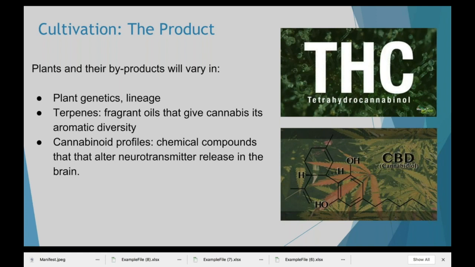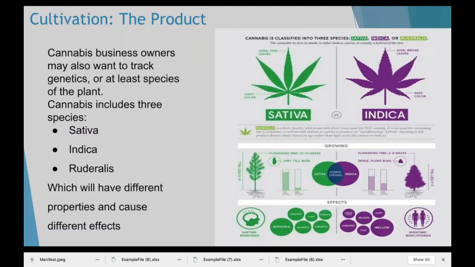Terpenes are fragrant oils that give the cannabis its aromatic diversity and influence the consumer experience. Cannabinoid profiles are chemical compounds that alter neurotransmitter releases in the brain. Plant genetics are typically tracked by strain name and/or their species, such as sativa, indica, or ruderalis. Each will have different uses and effects.